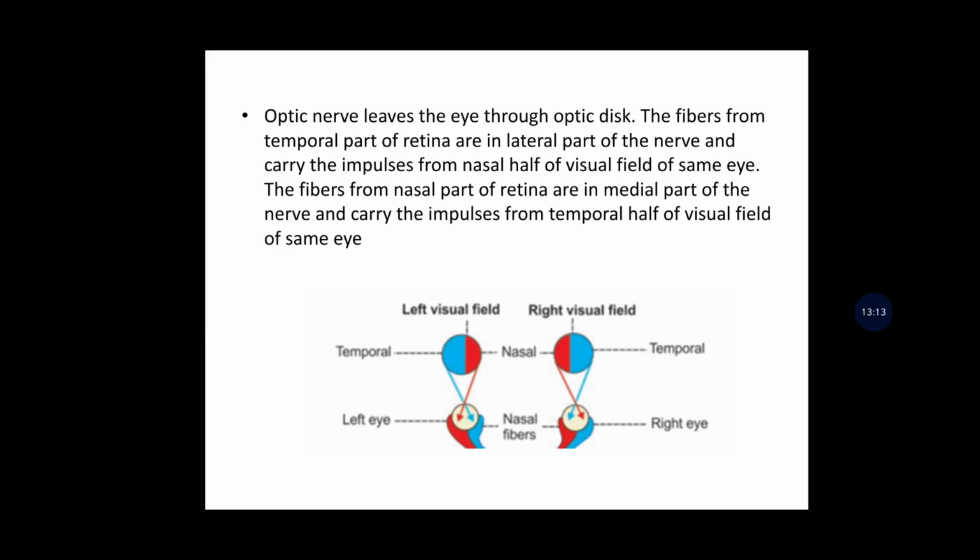The optic nerve leads the eye to the optic disc. The fibers from the temporal part of the retina are in the lateral part of the nerve and carry the impulses from the nasal half of the visual field of the same eye. So if it is the left eye's visual field, its nasal half will be carried by the temporal part of the retina. The fibers from the nasal part of the retina are in the medial part of the nerve and will carry the impulses from the temporal half of the visual field of the same eye.